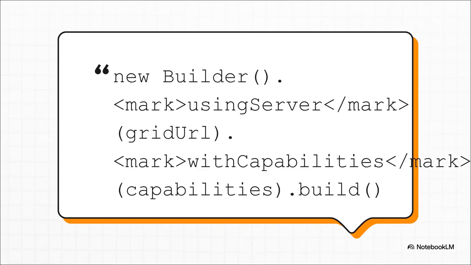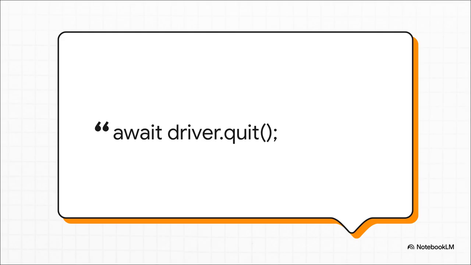Okay, now this is the most important change right here. Inside our beforeEach hook, instead of building a local driver, we're now telling the builder to use the remote cloud server with that special grid URL we built. And then we pass in those capabilities we generated earlier. This is the exact line of code that points our test from our machine to the cloud. And then in our afterEach block, it's just one little line, driver.quit. This makes sure that after every single test, the session on the cloud platform is closed down properly, which frees up all the resources. Nice and tidy.